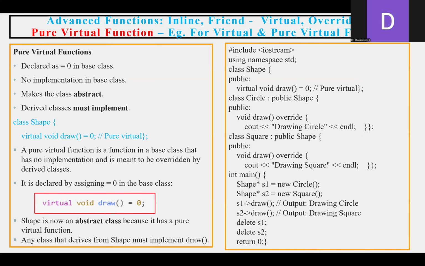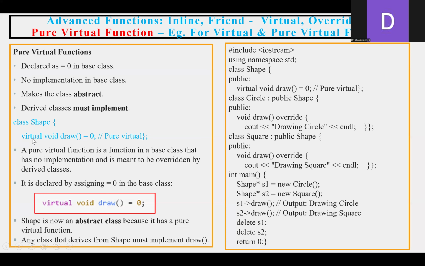Let's come to the last part of the advanced functions, that is the pure virtual function. A pure virtual function is declared as equal to 0 in the base class, it has no implementation in the base class itself, and it also makes the class abstract. Very key words to understand. We will see how it looks in the program. The derived class must implement it.